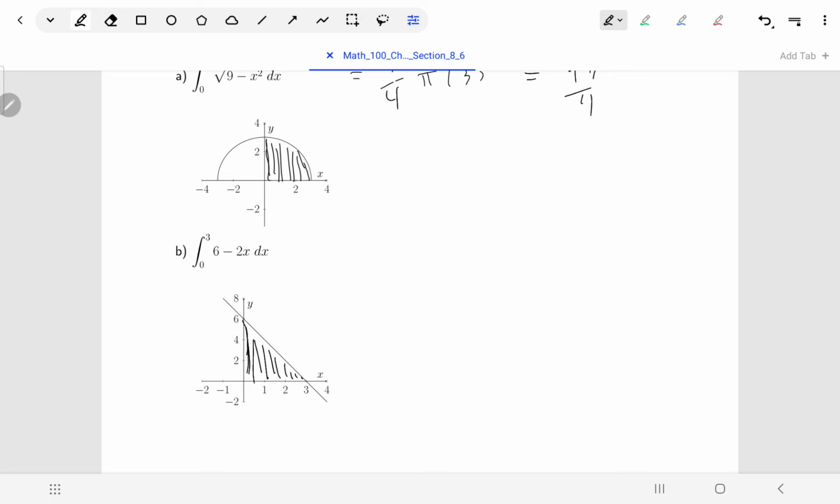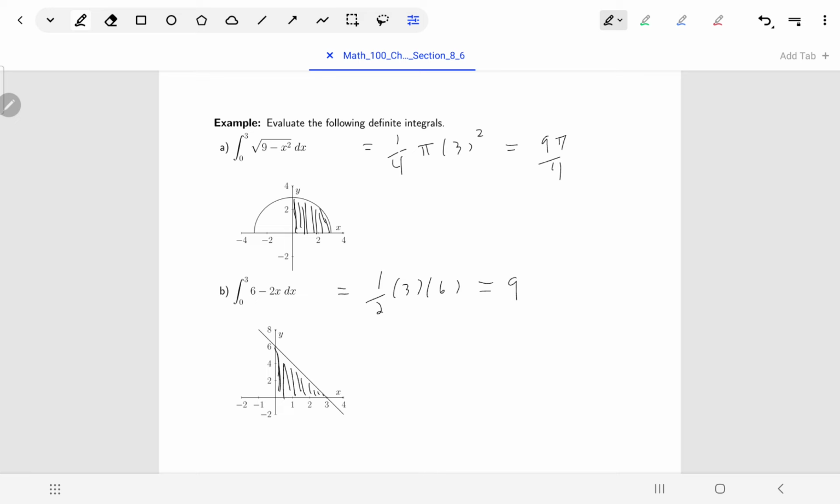And we can see that that's just the area of a triangle. And we know the area of a triangle formula is 1/2 times base times height. The base is 3 units and the height is 6 units. And so we wind up with 9 as our definite integral.